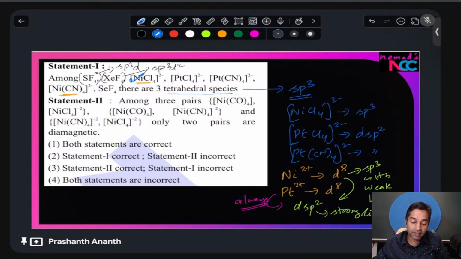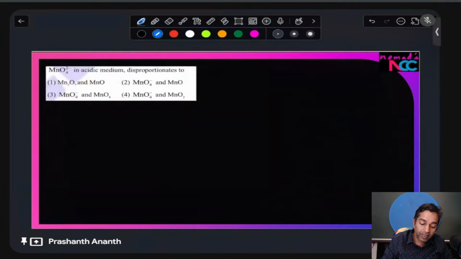So in this particular case, you have Pt(CN)4 2- and Ni(CN)4 2-. Cyanide is a strong ligand and chloride is a weak ligand. So Cl- is a weak ligand, cyanide is a strong ligand. With the cyanide, Ni(CN)4 2- is going to be a proper strong field case, meaning this is also dsp2. It is not going to be sp3.